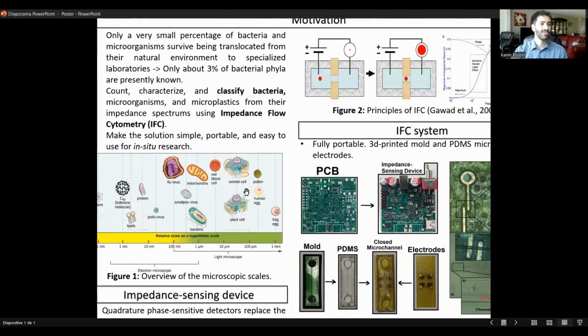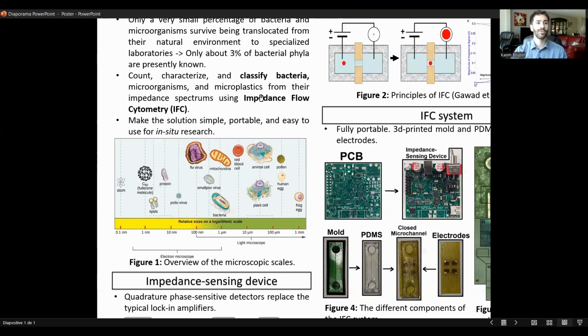So first of all, the types of microorganisms we want to identify are mostly bacteria, which are in the realm of about 1 micrometer in size. And a bit bigger than that, we have animal cells and plant cells, between 10 and maybe 80 micron. And even bigger than that are the microplastics, between 1 micron and 1 millimeter. So there's quite the gap in size between them.